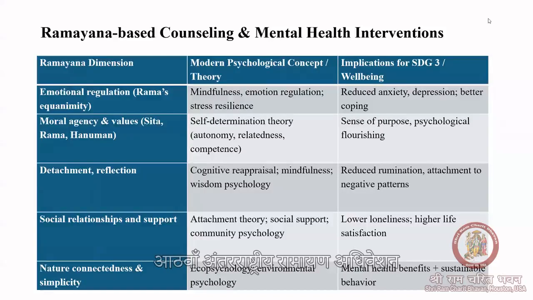the modern psychological concepts and theories are related to this, and how we can use this for applying to SDG 3. For emotional regulation, the psychological concepts are related to mindfulness, emotional regulation, and stress resilience. With respect to SDG 3, it helps us to reduce anxiety, depression, and build better coping strategies. Detachment and reflection are related to cognitive reappraisal, mindfulness, and wisdom psychology. Similarly, the social relationship and support dimension relates to modern psychology on the basis of attachment theory, social support, and community psychology, which help us to reduce loneliness and boost the level of satisfaction in our life.